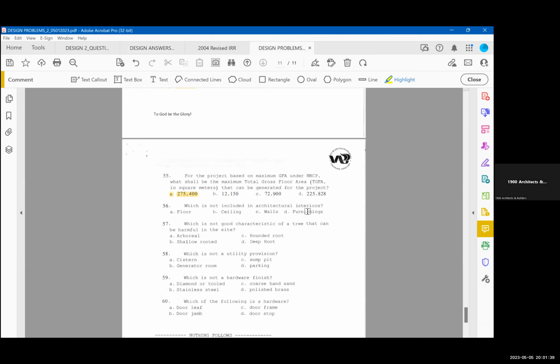Okay. So number 56, which is not included in architectural interiors. A floor, B ceiling, C walls, D furnishing. So the answer is letter D, kung ano yung maiba.